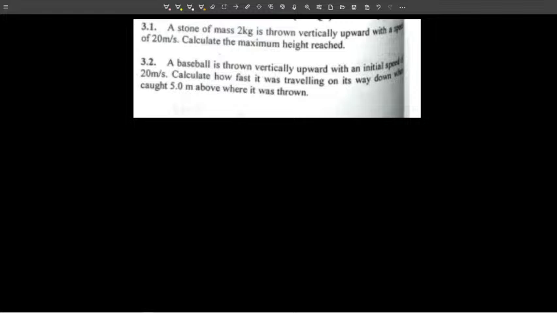So let's go. Say a basketball is thrown vertically upward with an initial speed V naught in the y direction, again because it's thrown vertically upward, of 20 meters per second. Calculate how fast, I mean the velocity, it was traveling on its way down when caught 5 meters above where it was thrown. Okay, I like this one. So how can you solve this question? Anybody want to try? Want to attempt?